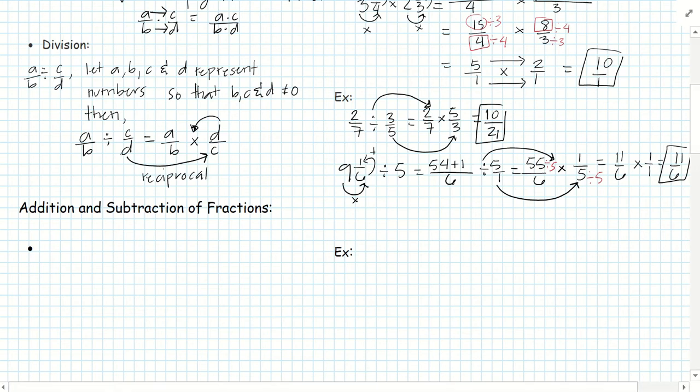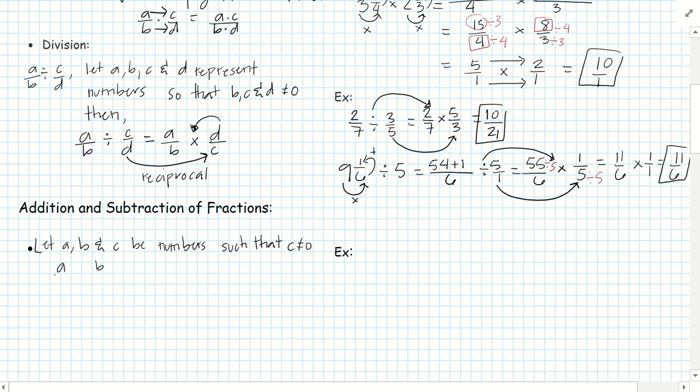So for the rules of addition and subtraction, I'm going to let A, B, and C be numbers such that C cannot be 0. So we have A plus B over C. Actually, let me go back. I'm just jumping one step ahead. Okay, so I'm going to put that later.